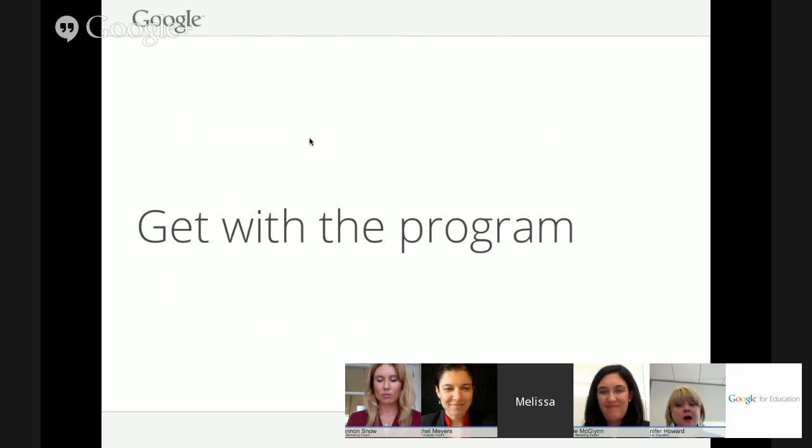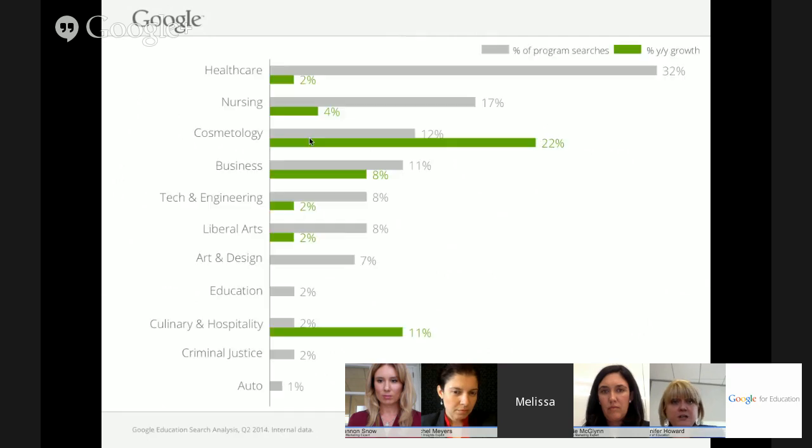So as you saw in the overarching trends this quarter and as we've been talking about over the last couple of quarters, program terms continue to be not only high volume, but continue to see some growth. So what we're going to take a look at are the programs and their popularity and the changes that we're seeing in Q2 specifically.